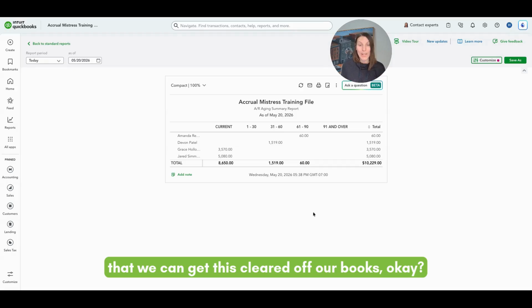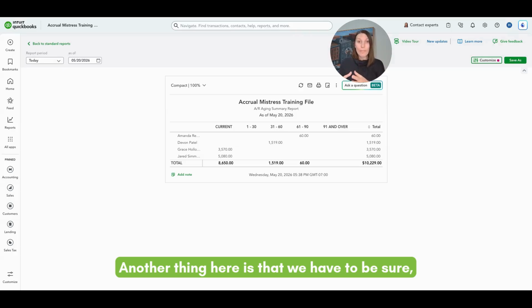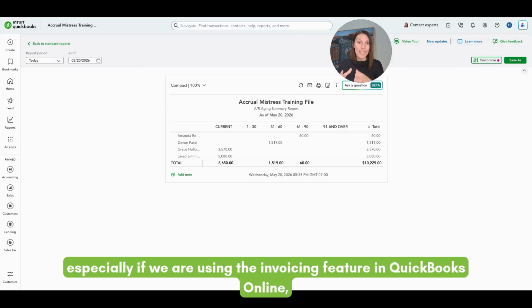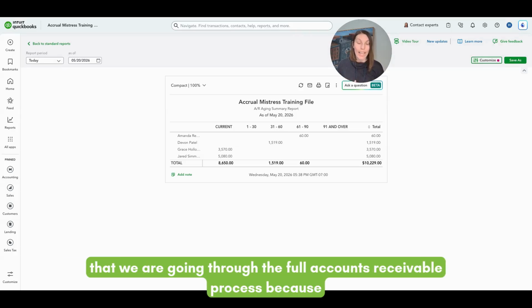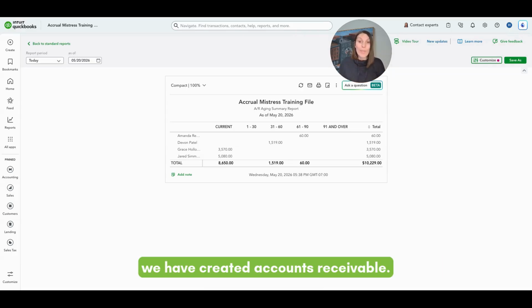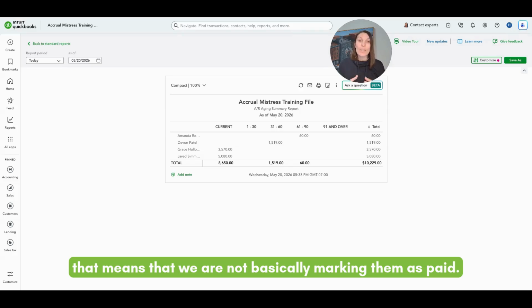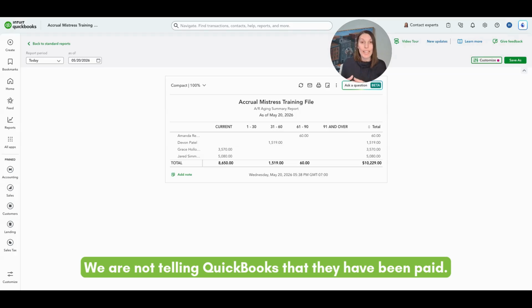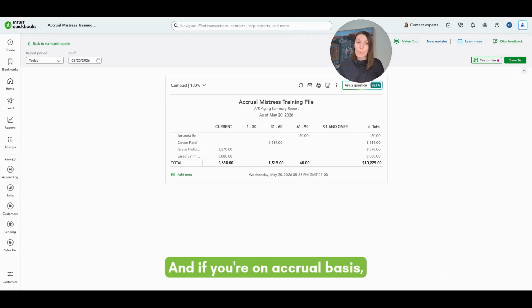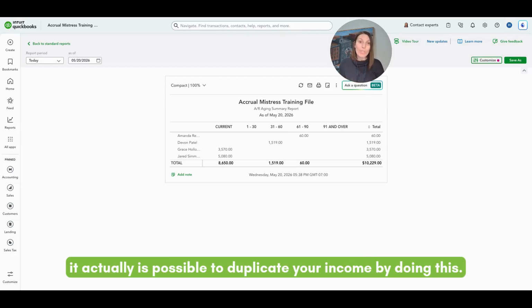our books, okay? Another important thing here is that we have to be sure, especially if we are using the invoicing feature in QuickBooks Online, that we are going through the full accounts receivable process because we have created accounts receivable. If we're not receiving payments against our invoices, that means that we are not basically marking them as paid. We are not telling QuickBooks that they have been paid. And if you're on accrual basis, it actually is possible to duplicate your income by doing this.